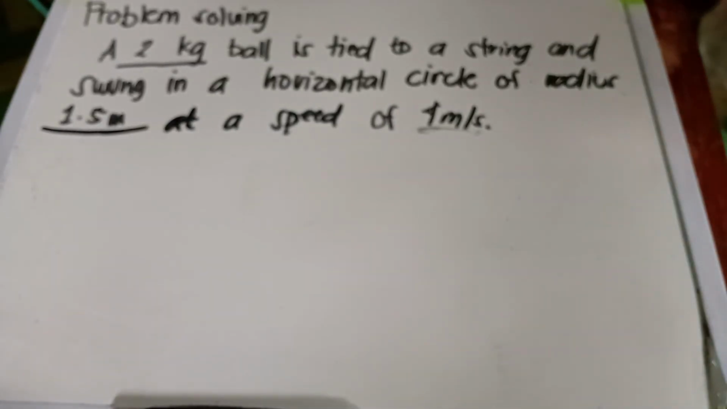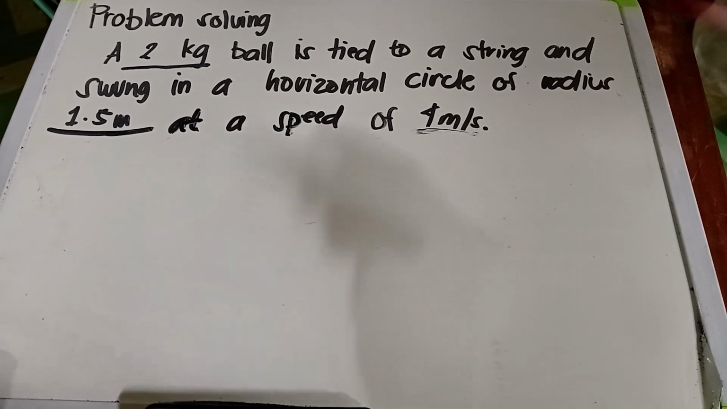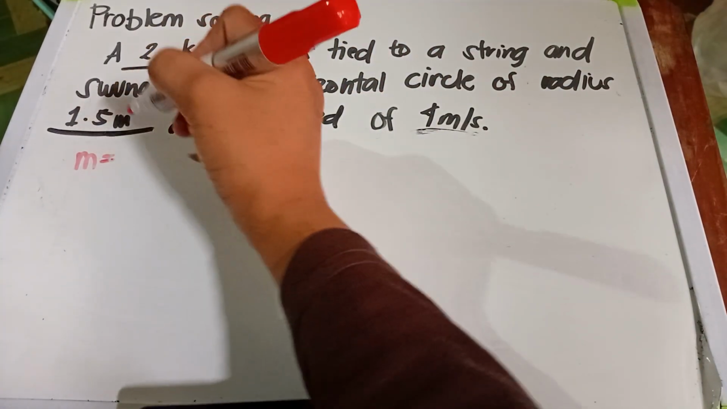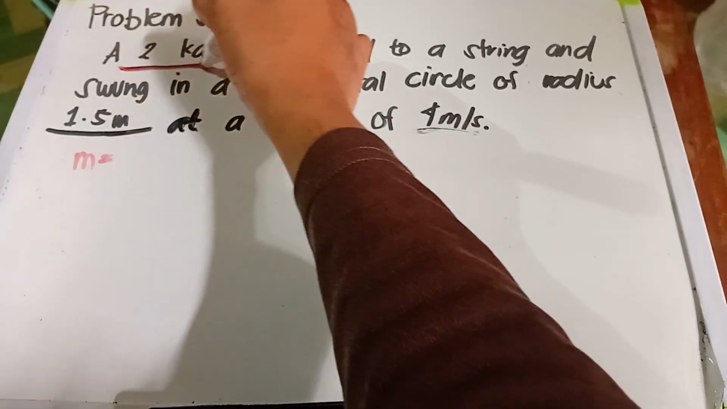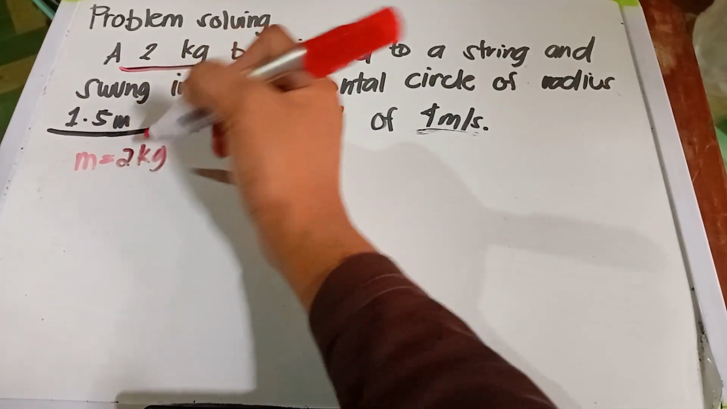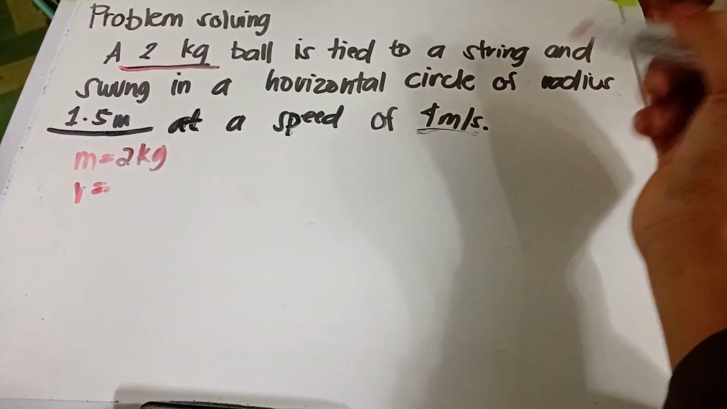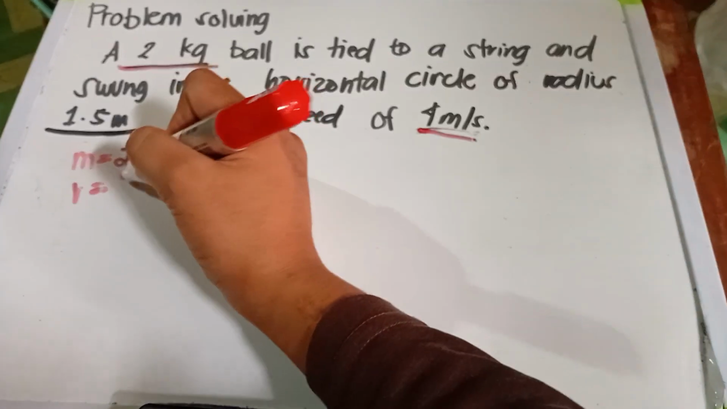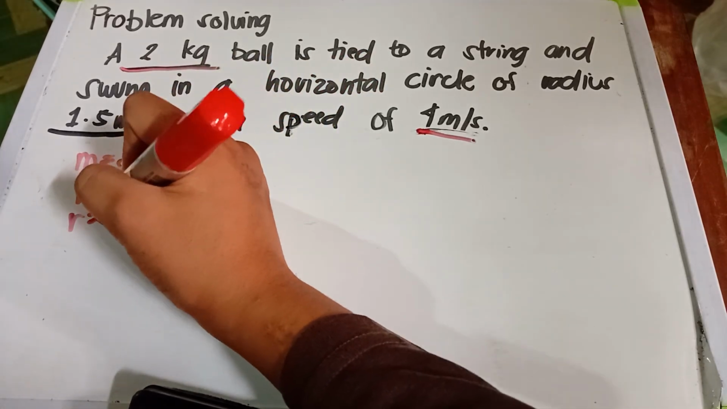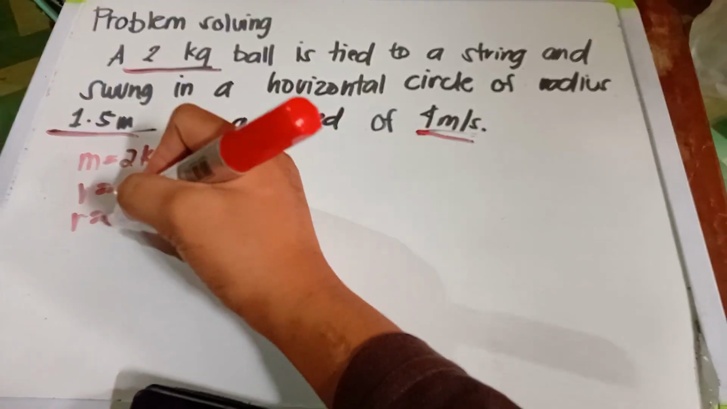So, we're going to write down what we know. Our mass, m, is 2 kilograms. Our speed is 4 meters per second. And our radius is 1.5 meters.